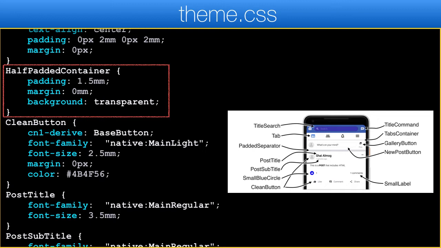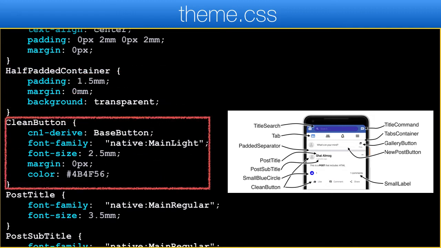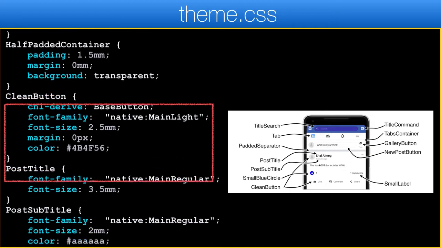The padded container UI ID is often too heavily padded for some UI elements. This uses 1.5 mm instead of 3 mm in the standard padding. We'll use this in several places as we go on. Here it doesn't matter as much as it mostly shows an icon.